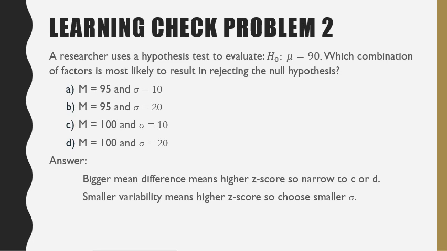And then what you want to talk about is variability, the standard deviation. A smaller variability means a higher z-score, which means more likely to reject the null, more likely to be extreme. So smaller variability means higher z-score, so you choose the smaller standard deviation. So your answer would be C.